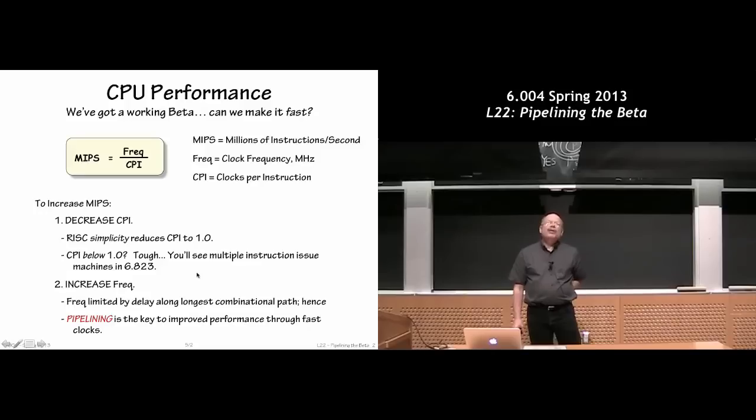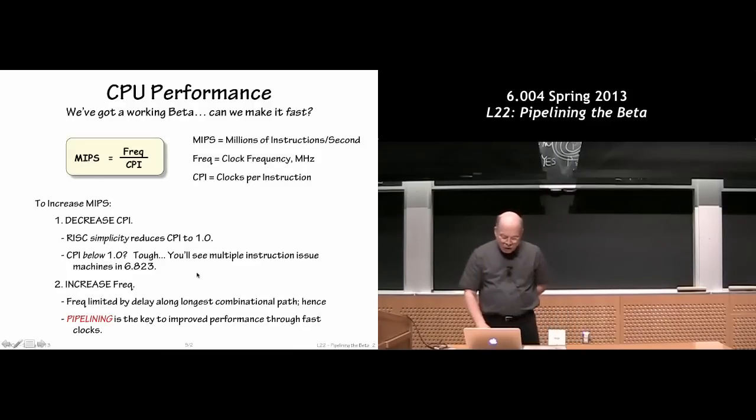So multiple issue is alive and well, but it reached sort of a plateau, and then after that, the way we get more performance is simply having many CPUs run in parallel. And we'll talk about the architectures for doing that after we finish the pipelining. So a week from today, we'll be talking about that.